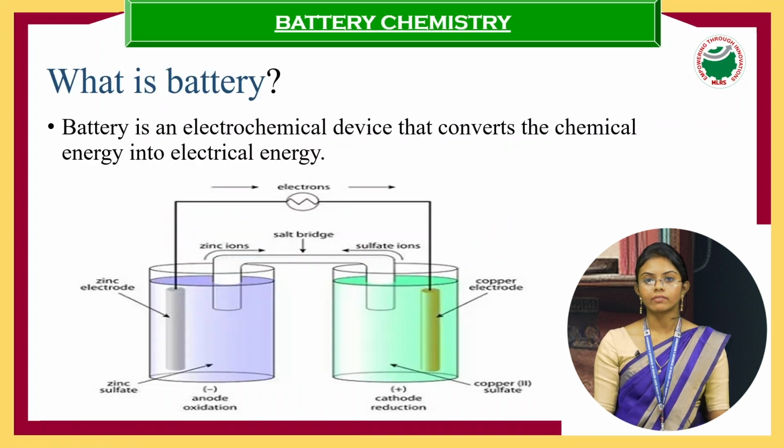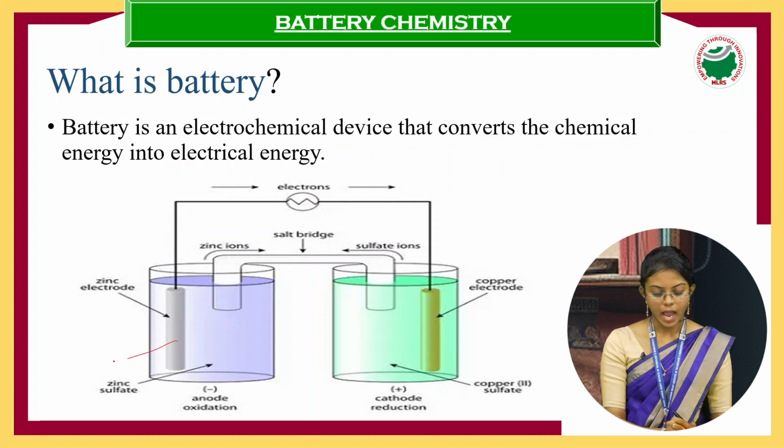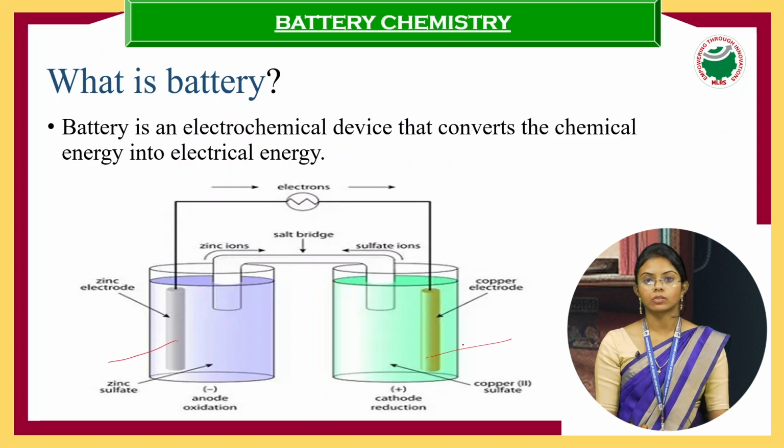So a battery is a device. It is an electrochemical device. It converts chemical energy into electrical energy. You can see a diagram here on the screen. An electrochemical device consists of two electrodes, one is the anode and the other one is the cathode, and we dip these electrodes in the electrolyte solution.